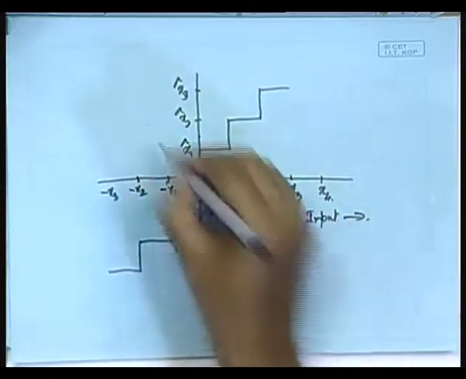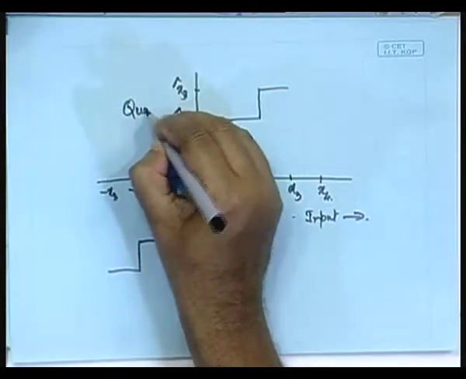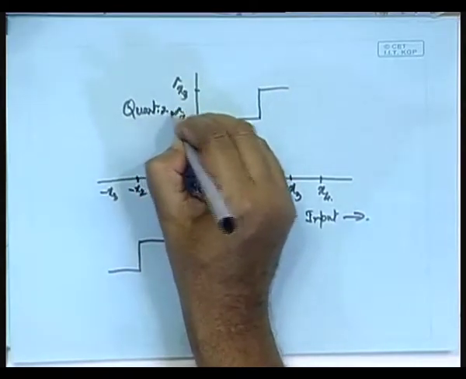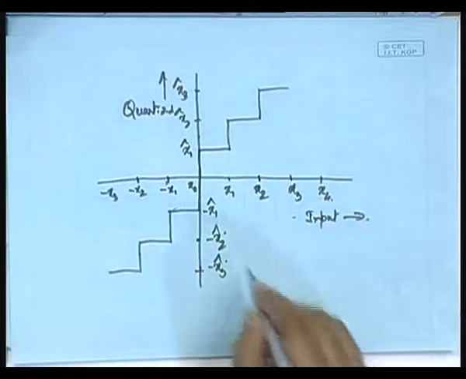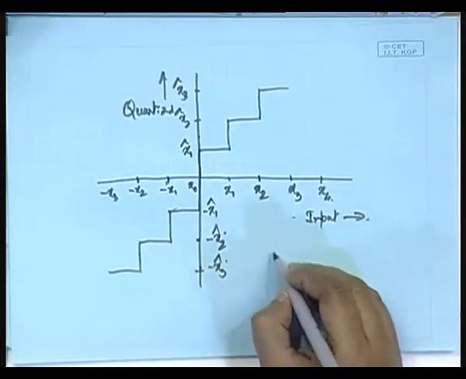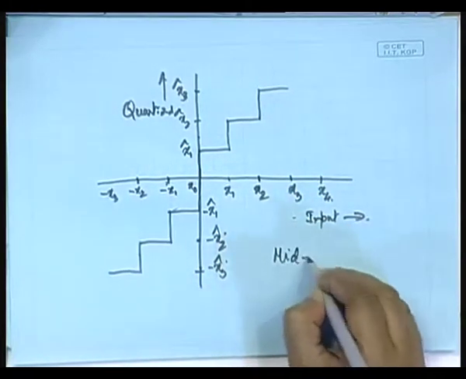So, this type of quantizer we will be calling... this is the input variable and this is the quantized variable, and this kind of quantizers are referred to as mid-riser quantizers.